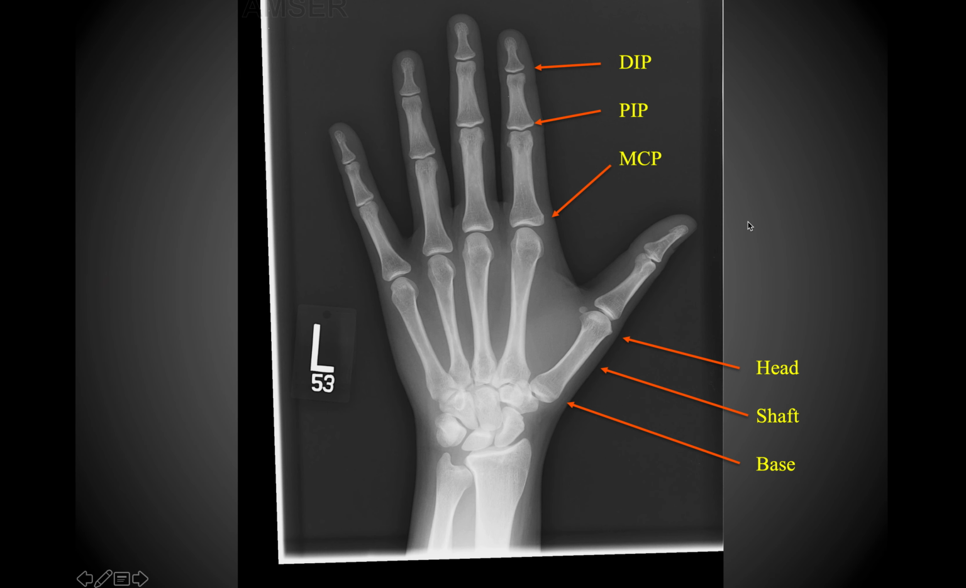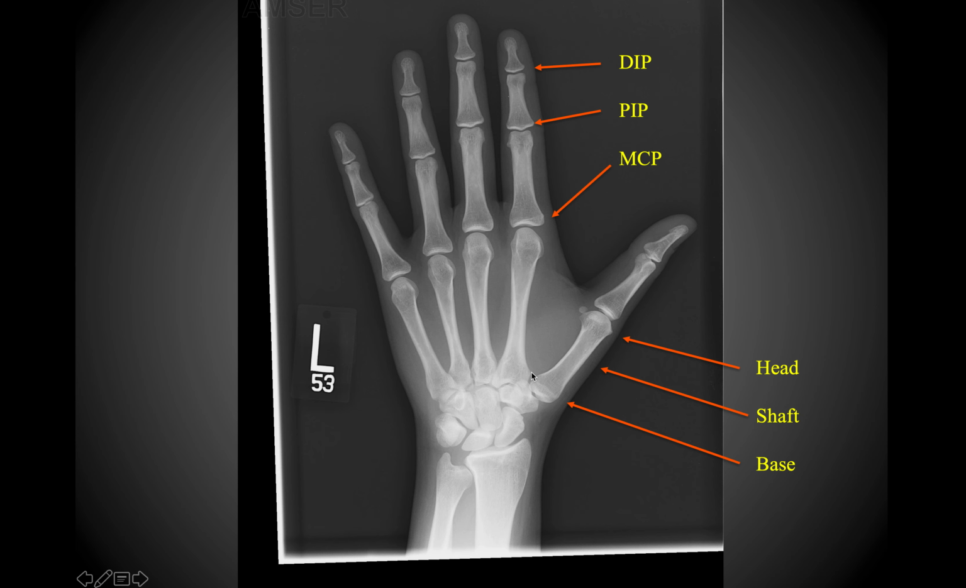All right, and then in addition to the bones, we also have a number of joints, obviously, in the hand. So the metacarpophalangeal joints, you can see clearly right here. And this is an adult. You don't see any of the epiphyseal plates. And then you also have the proximal and distal interphalangeal joints that you want to make sure to look at when you evaluate a radiograph of the hand.